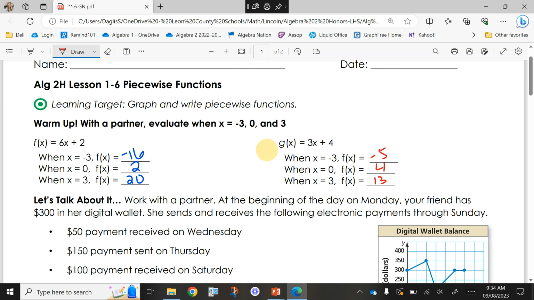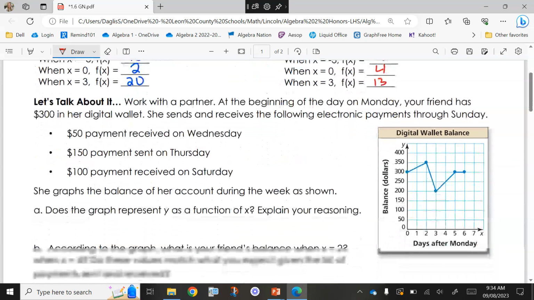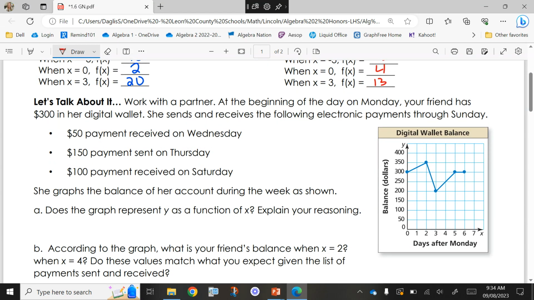functions are just pieces of functions, right? So you're going to have multiple functions kind of grouped together. It's not going to be one flowy graph. So when you evaluate, you're going to have a restriction or a rule you have to follow before you plug in your number, okay? But we know how to evaluate, right? Cool. Let's look at this graph. See how it's not flowy? It has like broken pieces, okay?